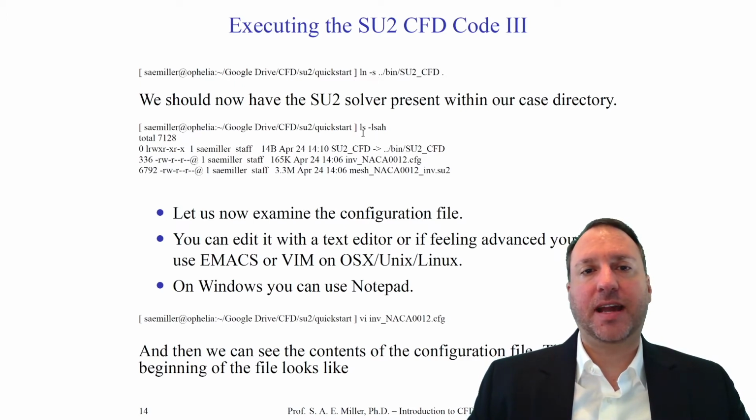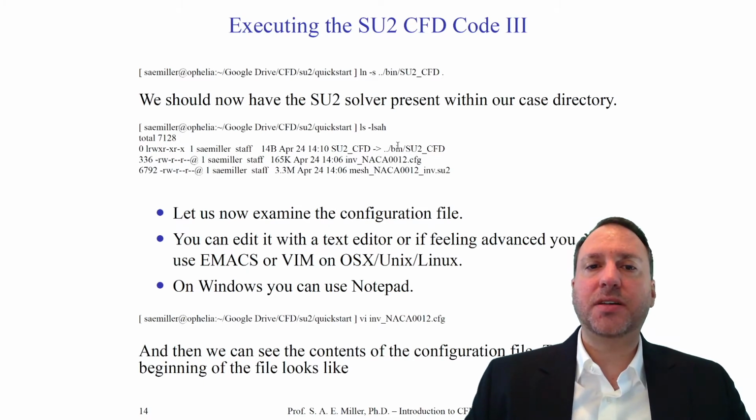And if it worked correctly, you can then type in a new list command from the same directory. Type in ls -lsah, and you'll get a file listing. You'll see our configuration and, of course, grid file are still there from the previous step. But a new file has appeared. And this file is called SU2_CFD, which is the name of the executable, with an arrow, represented by a dash and a closing bracket, with its path to the executable, which is /bin/SU2_CFD.